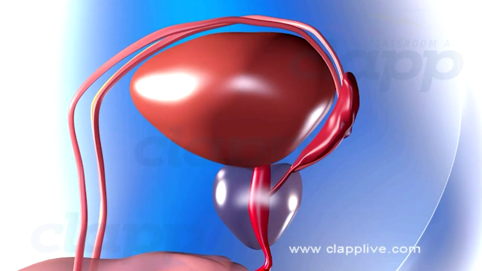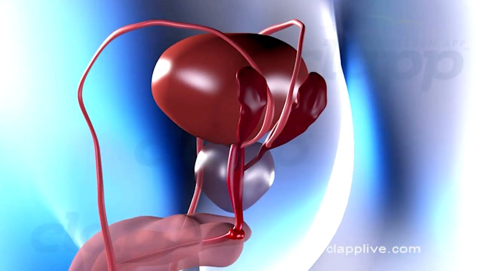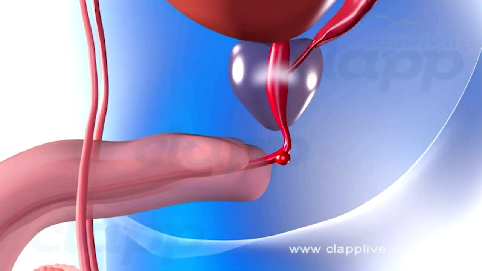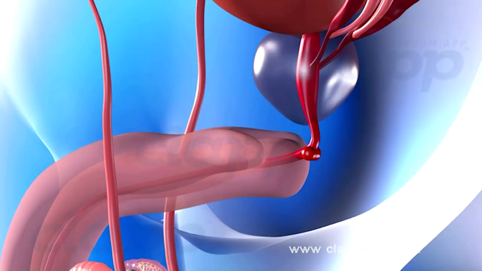the urethra. Cowper's glands or bulbourethral glands are pea-sized glands lying at the base of the penis and open directly to the urethra. Its alkaline secretion acts as a lubricant for the penis and also neutralizes the acidity of any urine traces left in the urethra. This secretion is produced during sexual excitation.